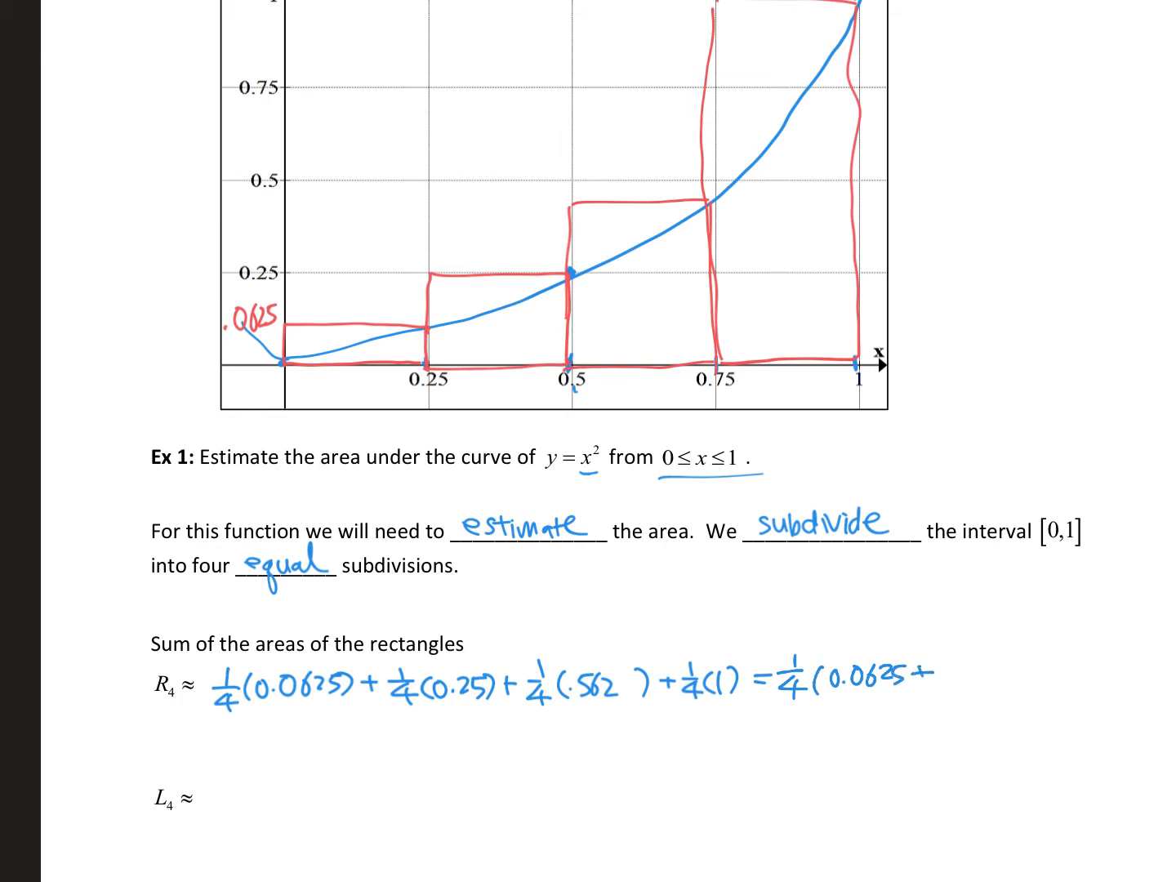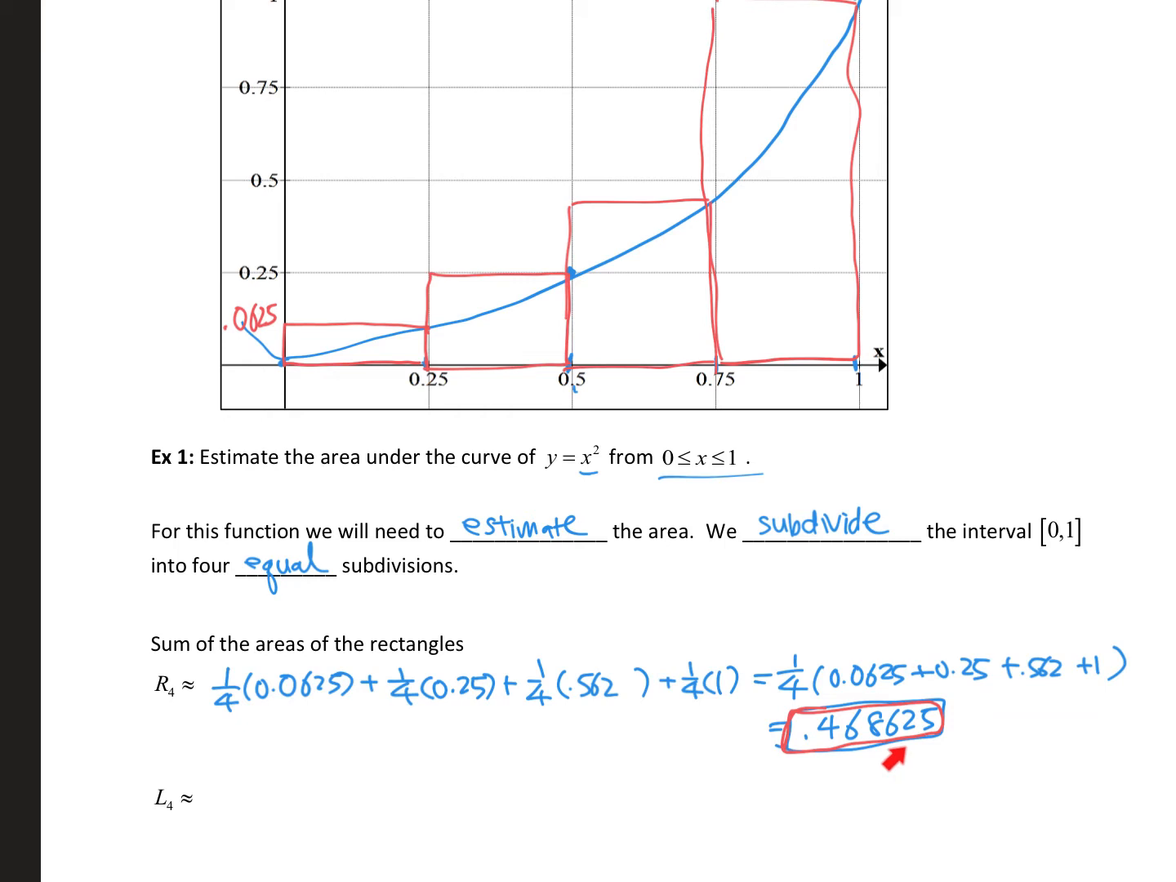0.0625 plus 0.25 plus 0.562 plus 1. And once you calculate that out, my final answer will be 0.468625. Okay, so this corresponds, maybe I should use a red one just because I used the red. So this corresponds to the total area of these red boxes, the rectangles, combined.